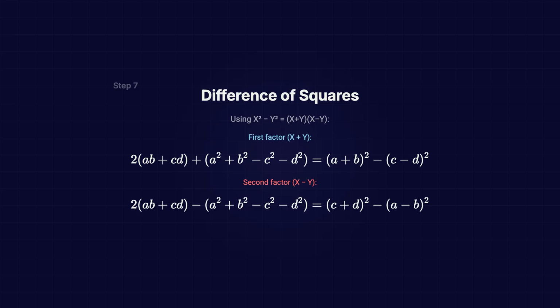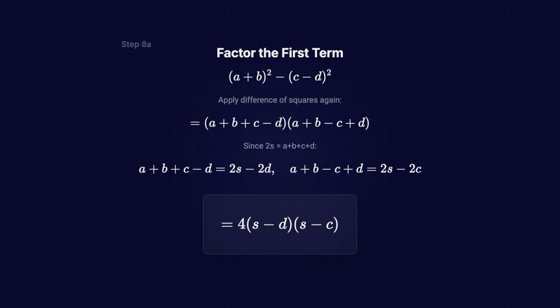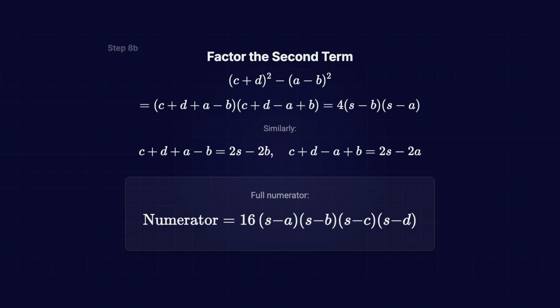Let's focus on the first piece. After rearranging the terms, it collapses beautifully into a pair of perfect squares. And if we substitute in the semi-perimeter S, this factor simplifies all the way down to a very neat expression involving S, C, and D. We can run the exact same trick on the second piece, collapsing it down.